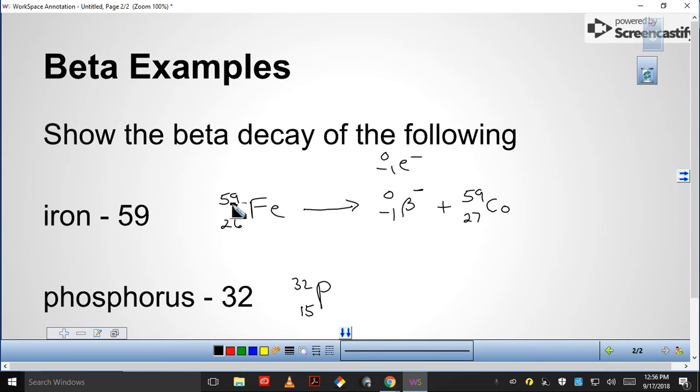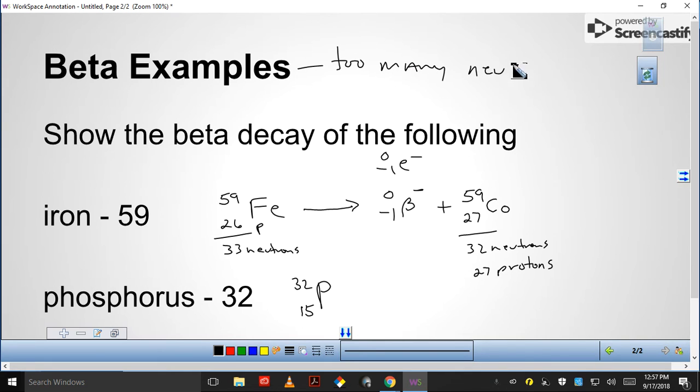Now, if we look at this, let's take the top minus the bottom. That's 33 neutrons, 26 protons. Over here, subtract, we get 32 neutrons and 27 protons. So we got rid of a neutron and turned it into a proton. So in this case, beta decay, if you'll remember, too many neutrons in this case. So we switched one to a proton in the beta decay system.